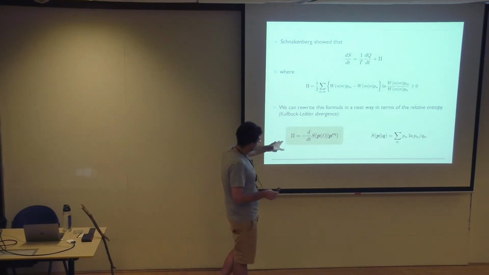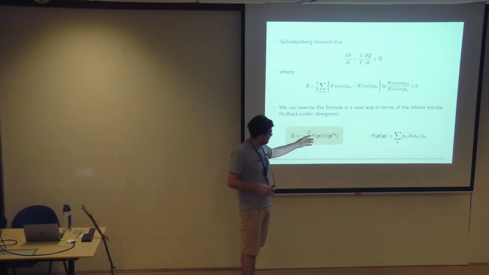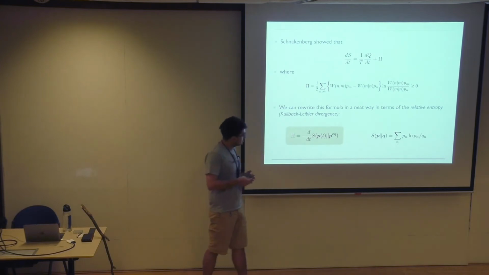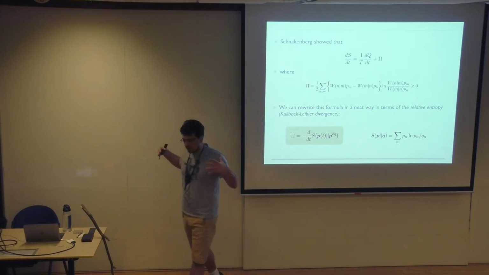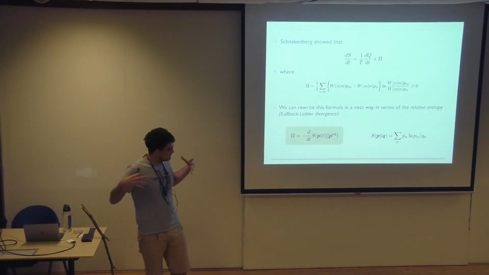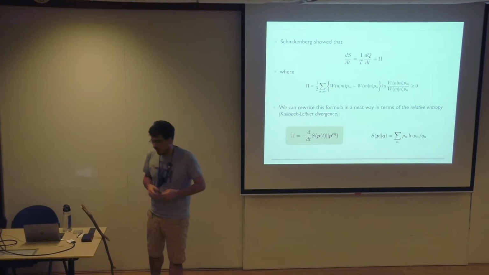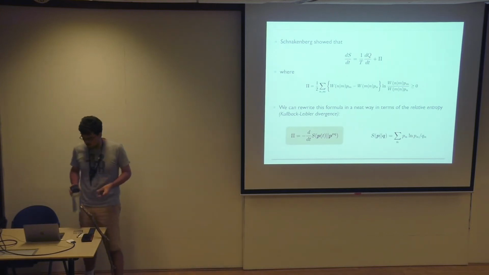And so the entropy production rate here is seen to be nothing but the rate of change of how far the system is from equilibrium. So if you interpret the relative entropy as a kind of distance, essentially you're asking how is the system approaching equilibrium? How is it relaxing towards equilibrium? And so this gives a neat interpretation of entropy production.